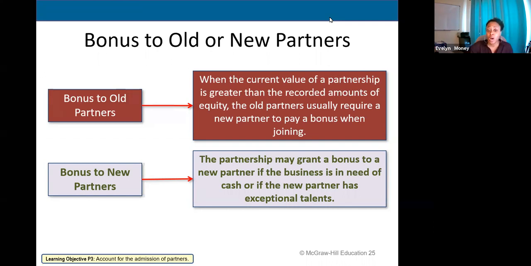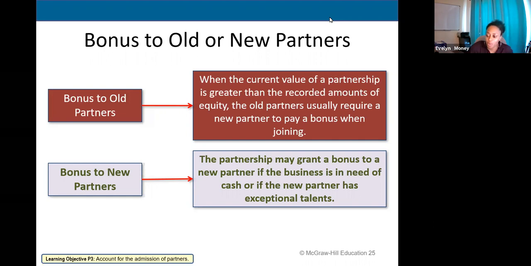Now, when a bonus is paid to a new partner, the new partner may have some type of exceptional talent or some type of skill that they can bring to the business that will launch the business forward. And in that situation, the old partners are begging the new partner to come in. Please, please, I'll give you extra. You don't have to pay as much. Come in, be a part of my business, and I'll give you a capital balance that's more than the cash that you'll have to bring in.